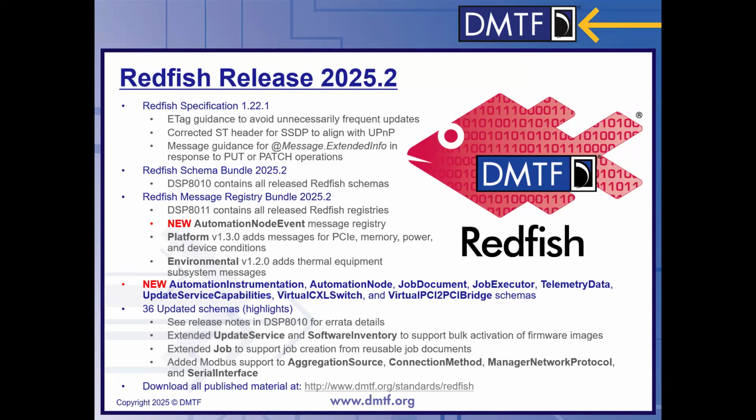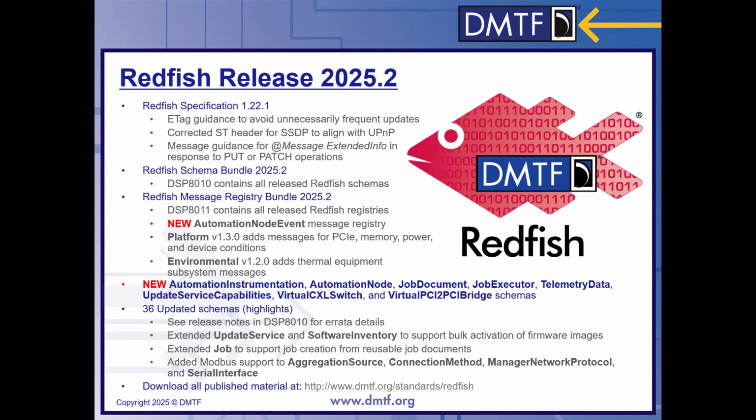of the updated registries. We have a new automation node event message registry, as well as additional messages in platform registry version 1.3.0, which adds messages for PCIe, memory, power, and various device conditions to be able to communicate the status of those items. And then finally, the environmental registry version 1.2.0 is updated to add thermal equipment subsystem messages.